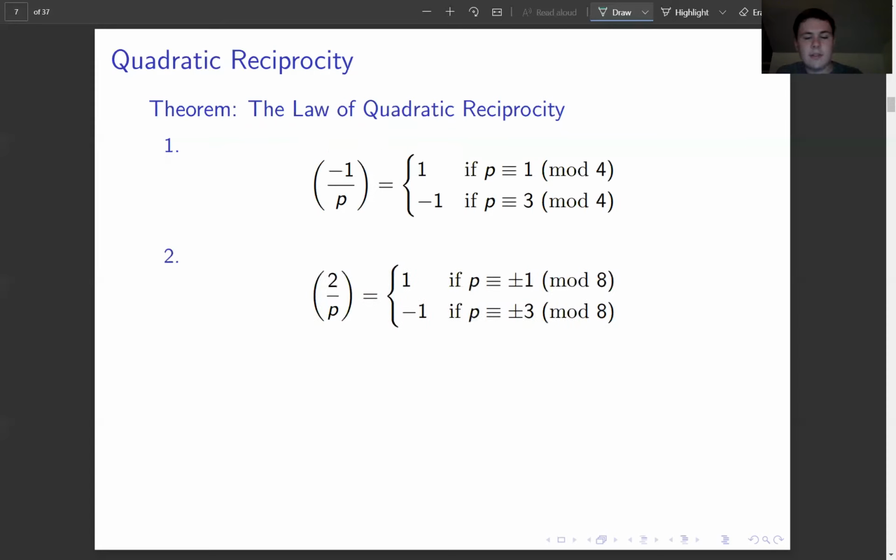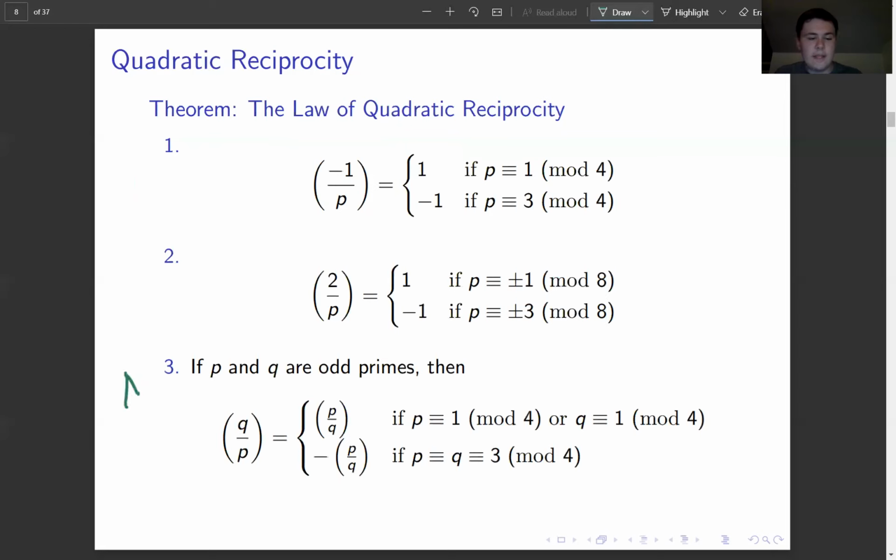If it were congruent to 3 mod 4, then we would get -1. The second part tells us when 2 is congruent to a square mod p. And then the third part is the really elegant part, and this is the part we're going to prove today. It turns out that q is a quadratic residue of p as long as p is a quadratic residue of q. There's this reciprocity here. This part is true when at least one of p and q is 1 mod 4. If we're in the case when p and q are both congruent to 3 mod 4, then we get that q is a quadratic residue of p as long as p is not a quadratic residue of q.